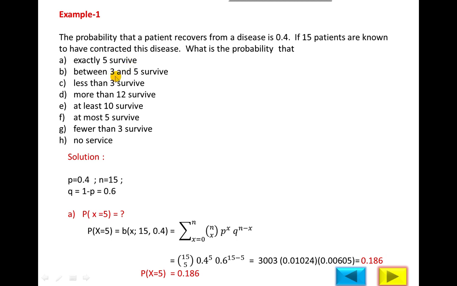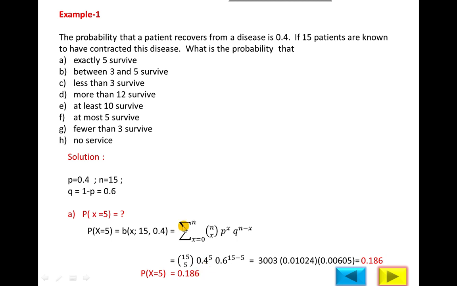There are different types of conditions. Maybe exactly 5, maybe between 3 and 5, less than, more than, at least, at most, fewer than, and no survive. This is survive, not service. So the possible conditions are different: exactly, between, less than, more than, at least, at most, fewer than, and no. Exactly means equal to 5, we will use this. Between means you have 2 conditions, lower and upper value. X will be greater than or equal to 3, less than or equal to 5, and so on. We will study one by one. I will solve each part one by one.